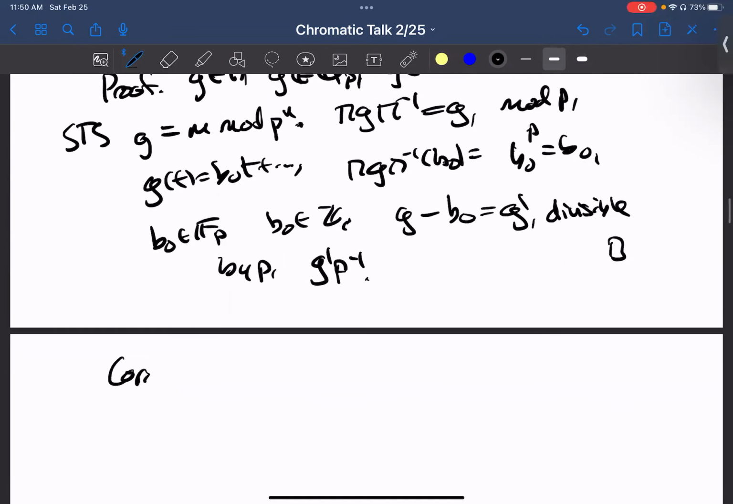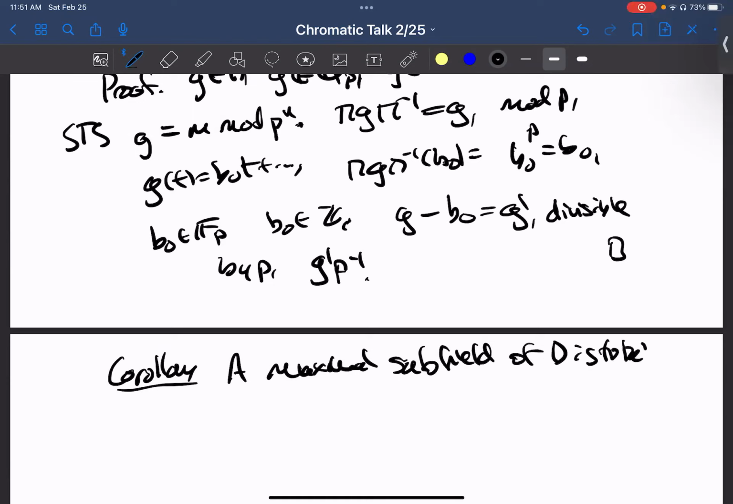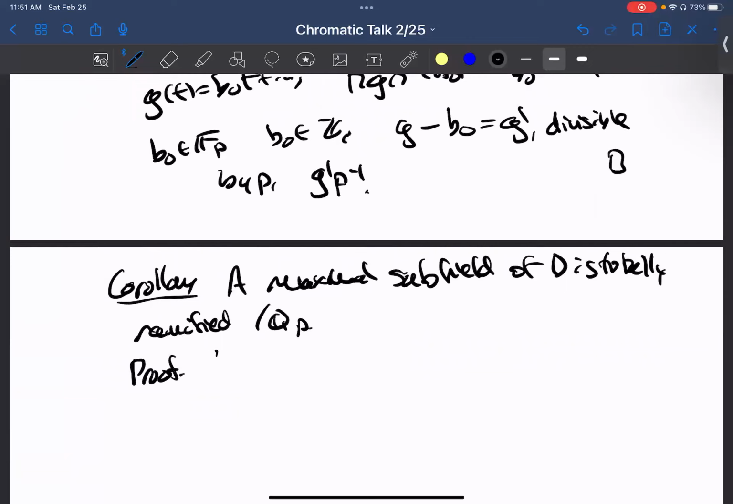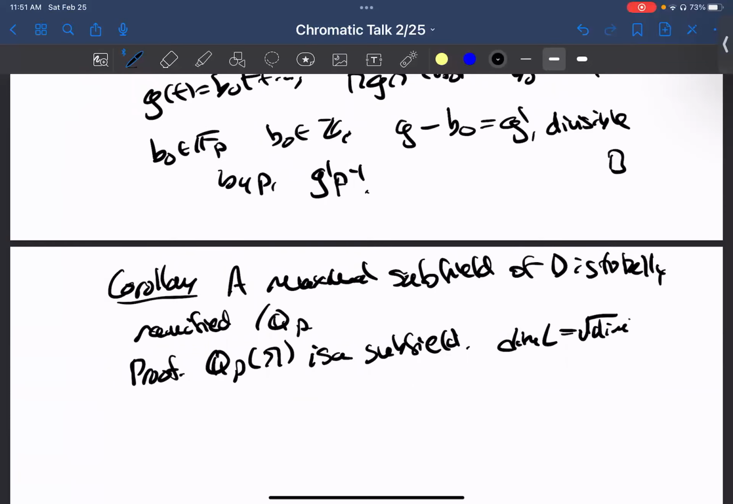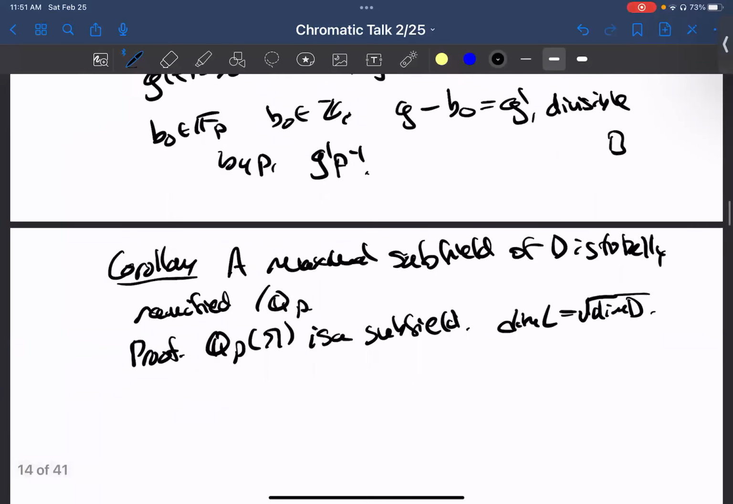And as a corollary, a maximal subfield of D is totally ramified over QP. To see this, note that we can just take QP and adjoin this pi that we had before, and this is going to be a subfield. A maximal subfield of D, if we call it L, is going to have dimension one half, so the square root of the dimension of D, just by general theory of central simple algebras.